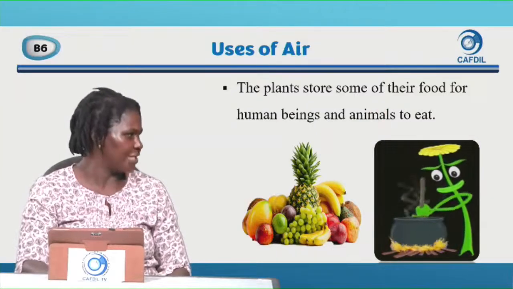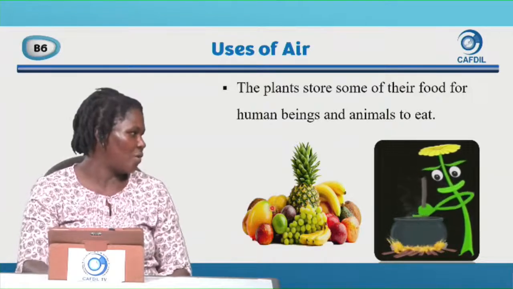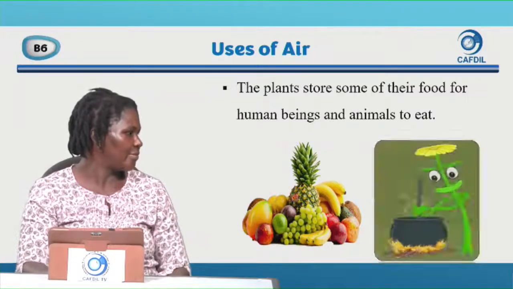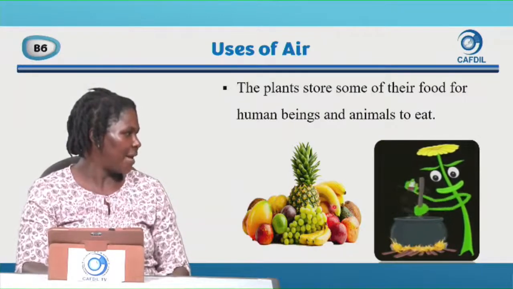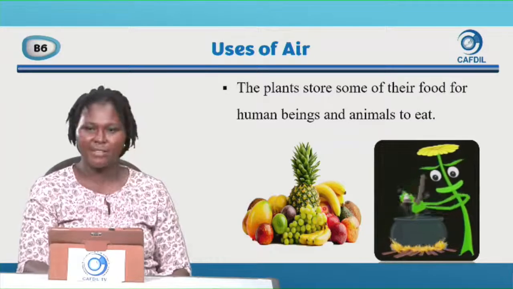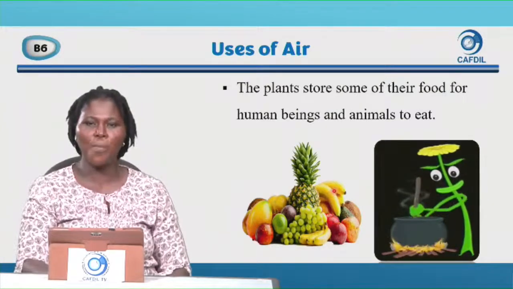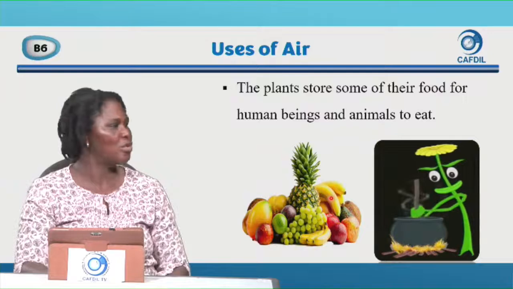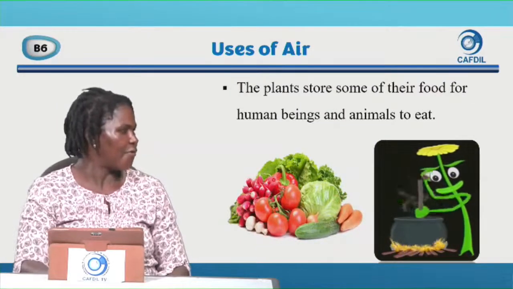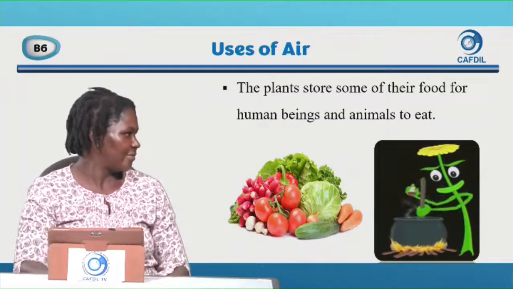So the stored food are here. Some of the stored food by plants. We have mango, we have apple, we have pineapple, banana, pear, and grapes, others. So the plants store some of their food for human beings and animals to eat. Another type of food that they store, we have vegetables. Yeah, we have some vegetables.